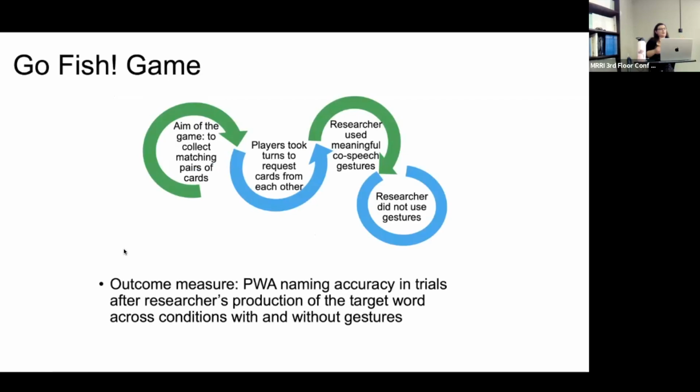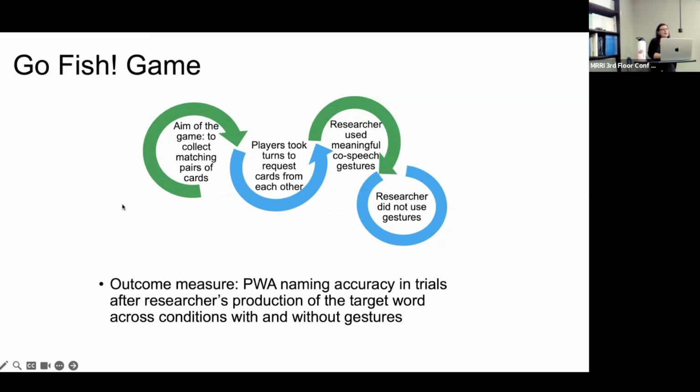So our primary measure of interest, though, was a Go Fish game, which maybe some of you have played in childhood, but in case you don't remember, let me just refresh you on the goal of the game and the rules. So the aim of Go Fish is to collect matching pairs of cards. And so this requires the players to take turns requesting cards from one another. On half of the trials in our study, the researcher used meaningful co-speech gestures alongside their requests. And on the other half of the trials, the researcher did not use gestures when making these requests.